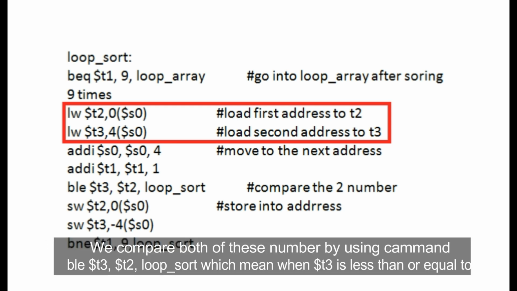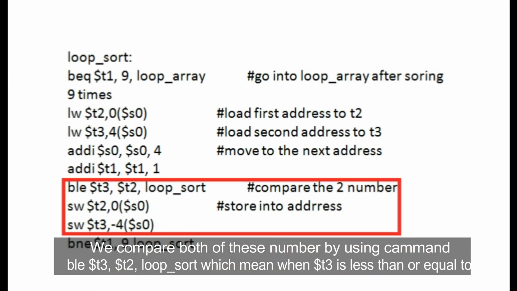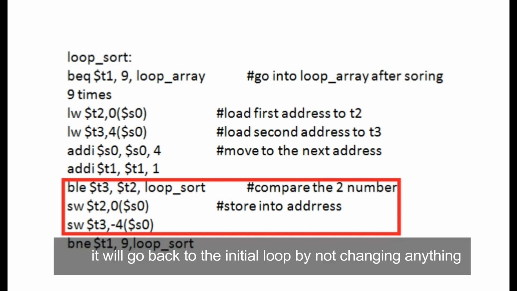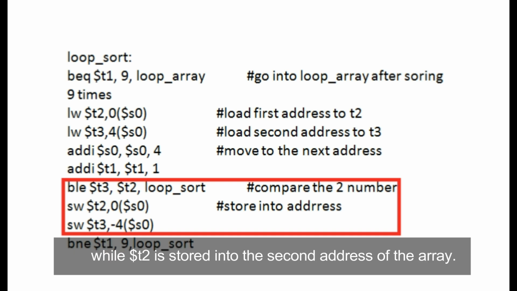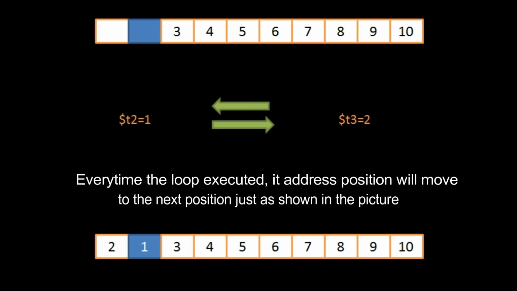We compare both of these numbers by using the command loop sort, which means when it's less than or equal to, it will go back to the initial loop without changing anything. The other way around, when it's greater than, it will be stored in the first address of the array while the other is stored into the second address of the array. Every time the loop is executed, its address position will move to the next position just as shown in the picture.